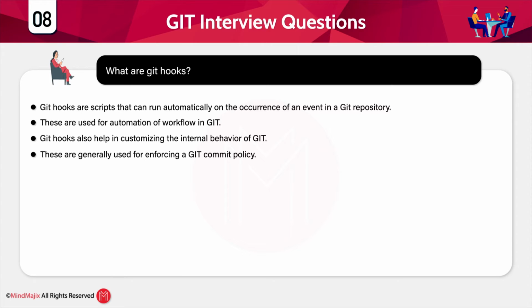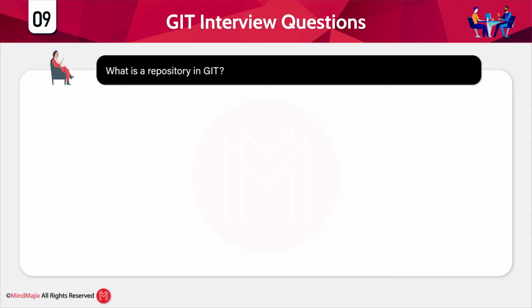These are generally used for what? Enforcing a Git commit policy. What is a repository in Git? A repository in Git is a place in which we store our workflow, our entire software work. All the files will be stored in that repository.